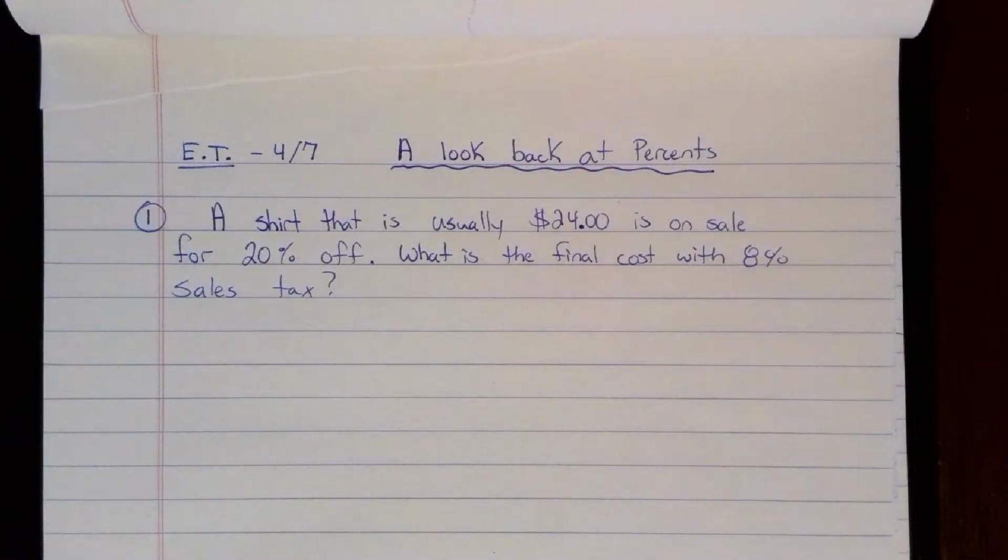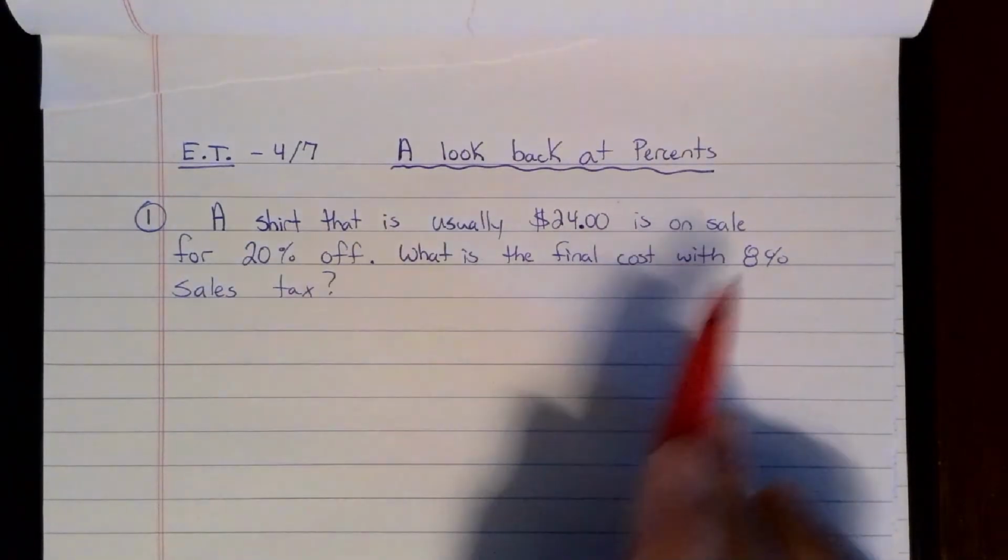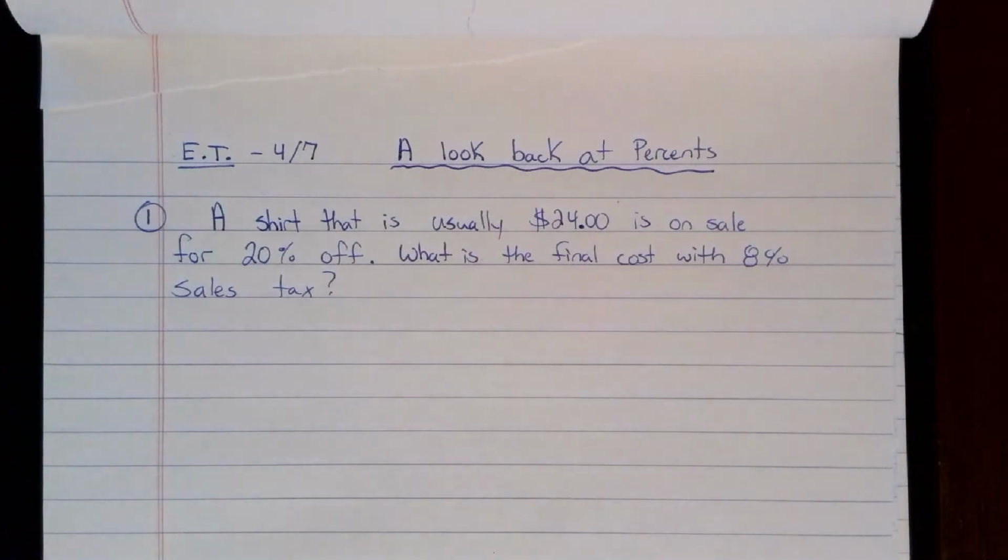Alright, so here we go. Let's read this first problem. A shirt that is usually $24 is on sale for 20% off. What is the final cost with 8% sales tax? So this is what we call a discount tax problem. There's a discount of 20% off. Then there's also sales tax we have to pay after. If you remember, these are actually the longest problems we did because there were 2 steps. Anytime you had discount tax, we always have to do discount first and then tax.